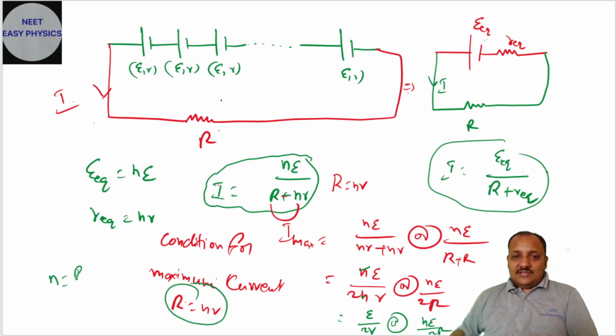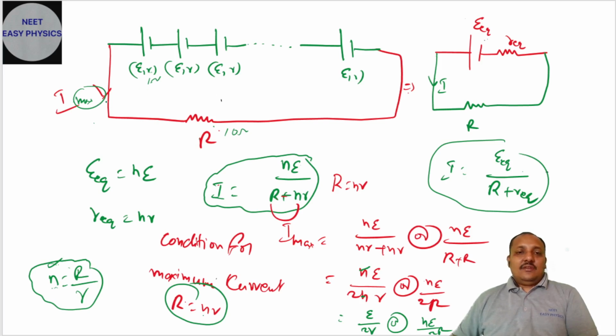Sometimes they will ask this question: how many cells should be given to get maximum current? At that time, you have to write capital R by small r. Let us assume each internal resistance is 1 ohm and the external resistance is 10 ohm. Then how many cells are required to get maximum current? 10 by 1. Let us assume each internal resistance is 2 ohm and the external resistance is 10 ohm. Then how many cells should be in series to get maximum current? 10 by 2, that is 5 cells required. So like this they are going to ask.